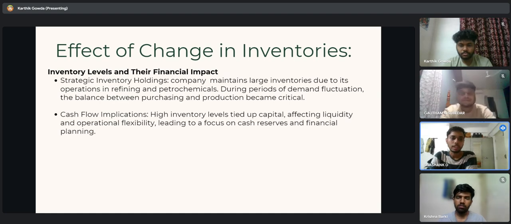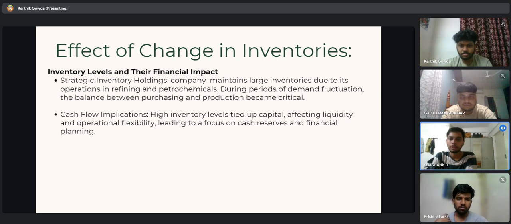The first will be the strategic inventory holdings. The company maintains a large inventory due to its operation in refining and petrochemicals. As we know, we do not actually have mines of petrol and petrochemicals. So we import the petrochemical raw material as crude oil. As we are having crude oil, we should have the refineries. So in refineries, we have the inventories in which we will be maintaining the crude oil as a raw material. So this will have an impact on the financial year.